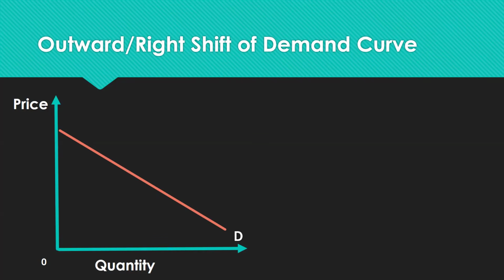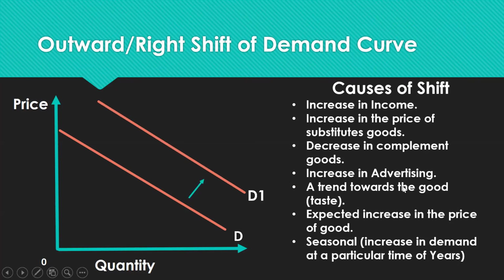Now, remember I told you all at the very start that in economics, more means shifts to the right, less means shift to the left. If something occurs that makes demand increase, other than a decrease in price, that will cause the curve to shift outwards to the right. So let's say you have more income.